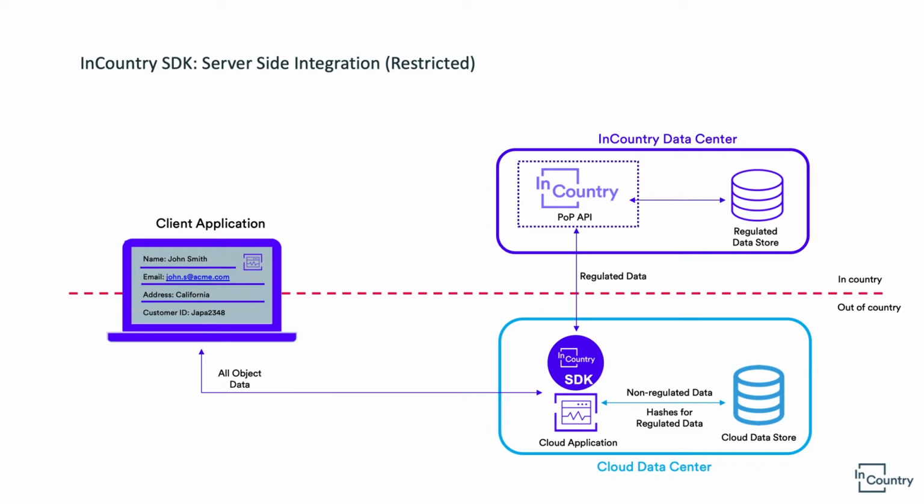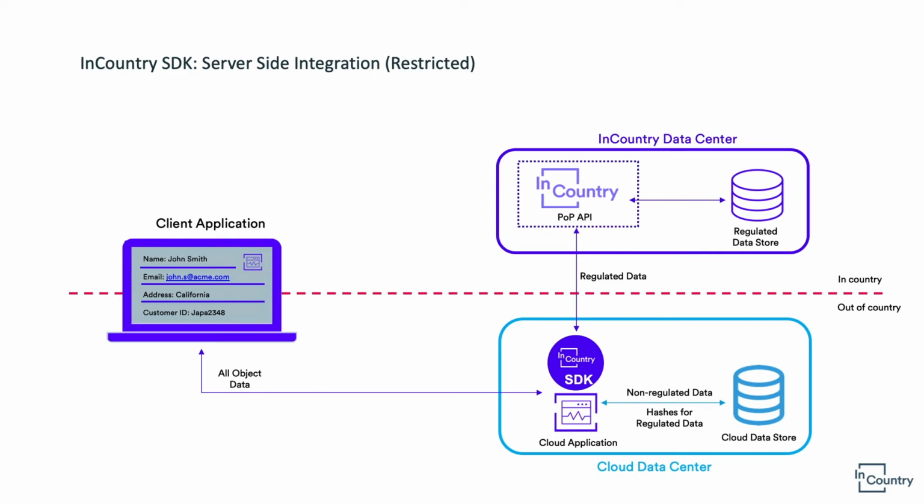When a user makes a request to create a record containing regulated data, that data flows to the cloud server outside the country. This application will then make a call out to the InCountry SDK to write the regulated data fields to the in-country point of presence. Once this transaction is complete, then the application will store the non-regulated data along with a one-way hash of the regulated data on the cloud application server.